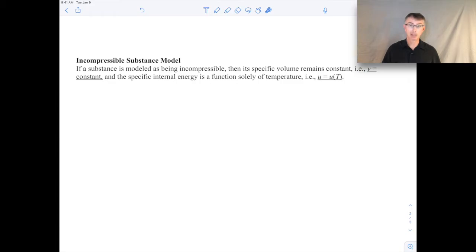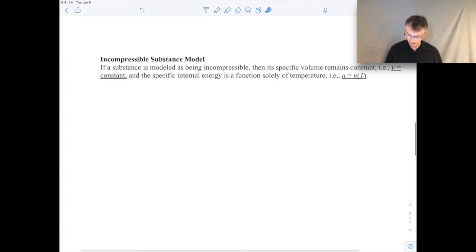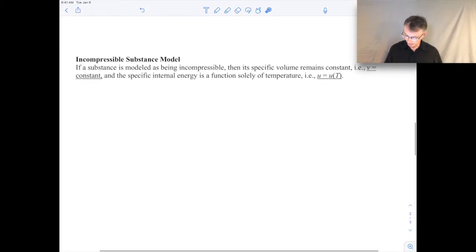And one very common model is called an incompressible substance model. It's used most frequently when we deal with liquids and solids. Okay? In an incompressible substance model, the main assumption that we make is that its specific volume remains constant. That's a big part of this model. In other words, the specific volume is constant, right there in equation form. It means the volume of that substance does not change. And that's a pretty good representation for solids and liquids.